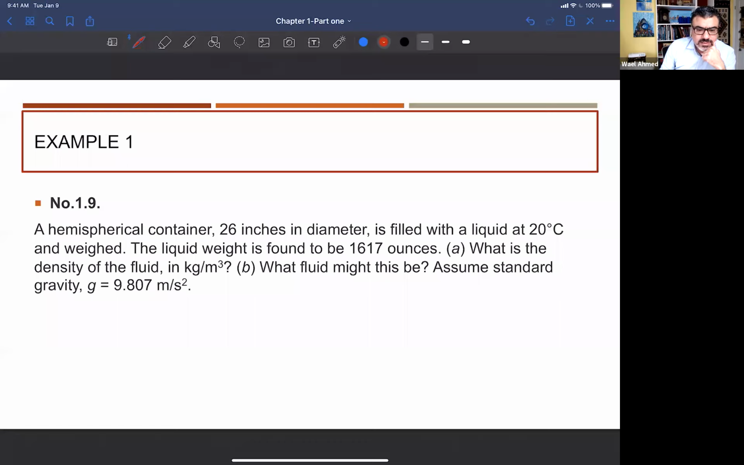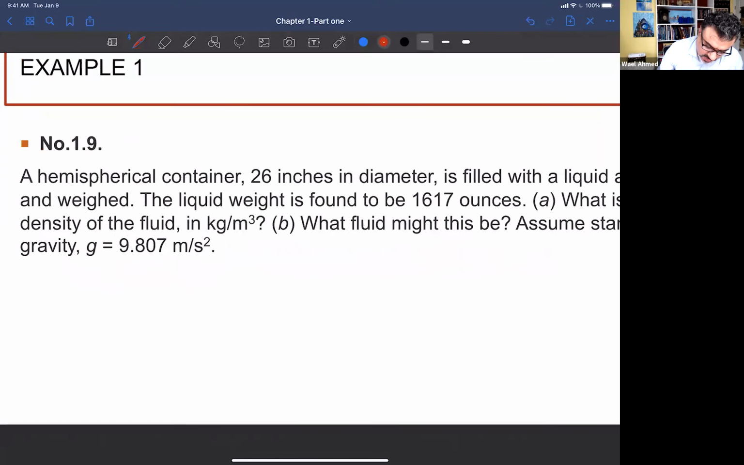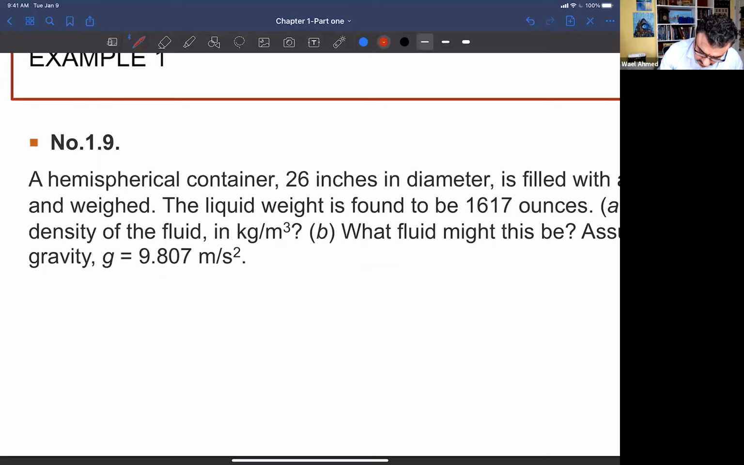So we have a hemispherical container, and we are given the diameter. It's filled with liquid at 20 degrees C. Now, in order to find the density, what are we going to do? We know density is mass over volume. It looks like we have the mass, and the volume is given by the hemispherical container that is 26 inches in diameter. So first I need to get the volume. So the volume of this container will be what?